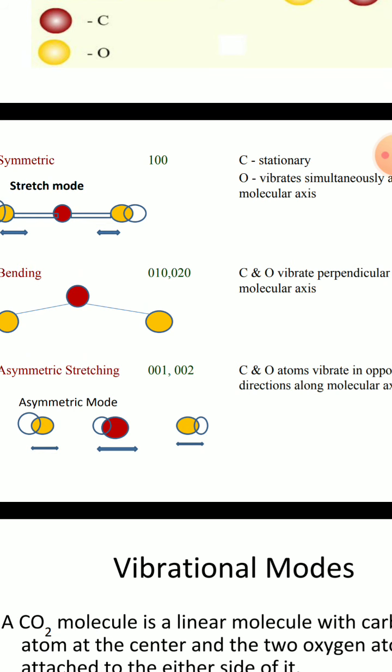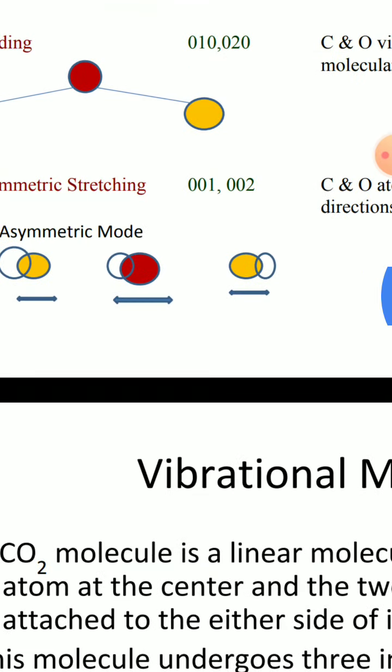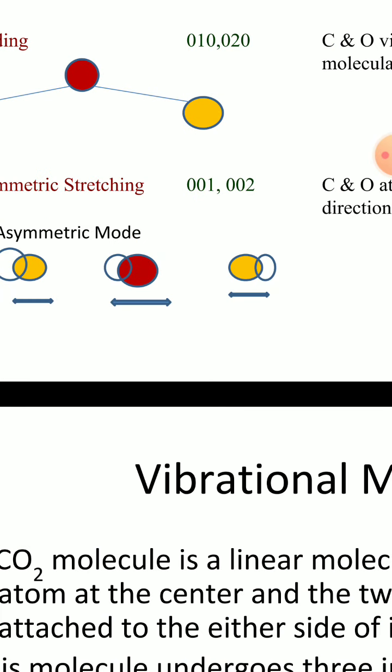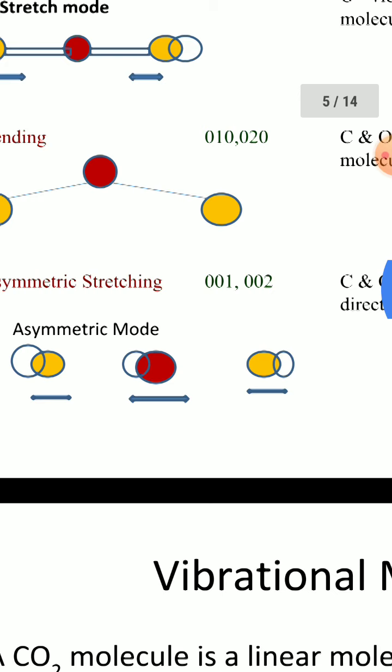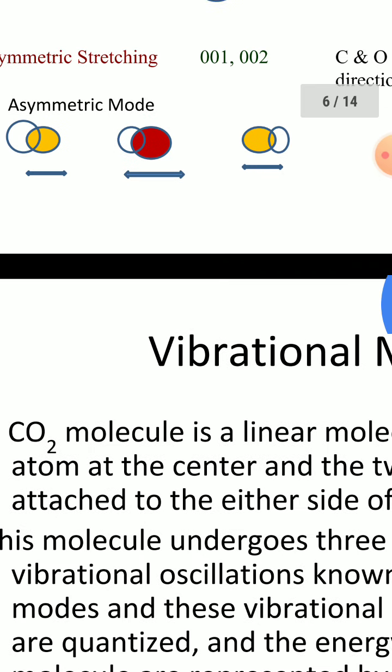Then there comes the asymmetric stretching mode, where the symmetry is asymmetric in stretching. You can see that one oxygen pulls the carbon atom in its direction, and the other oxygen pulls the carbon atom in another direction. So this comprises the 001 and 002 energy levels.